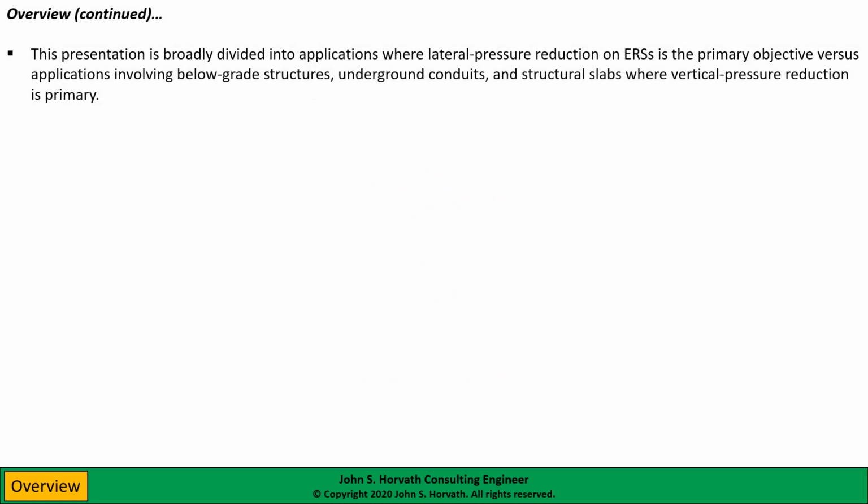I've broadly divided this presentation into applications where lateral pressure reduction on earth retaining structures is the primary objective. So this involves pressures in the horizontal direction, versus applications involving below-grade structures, underground conduits, etc., where the vertical pressure reduction is primary.